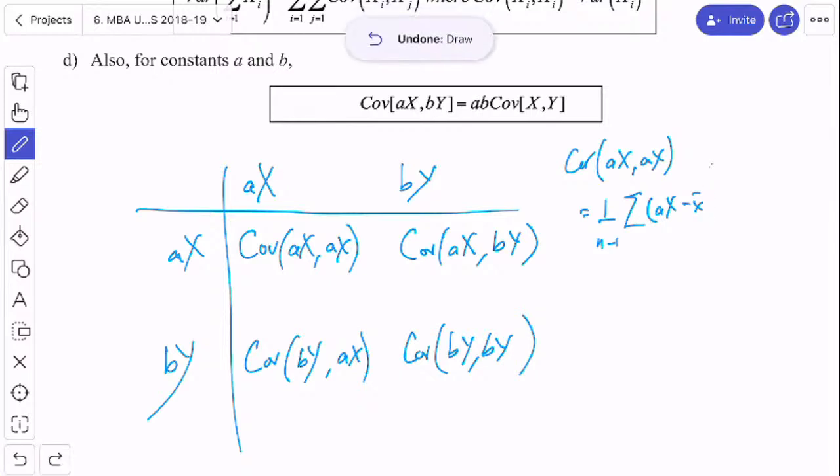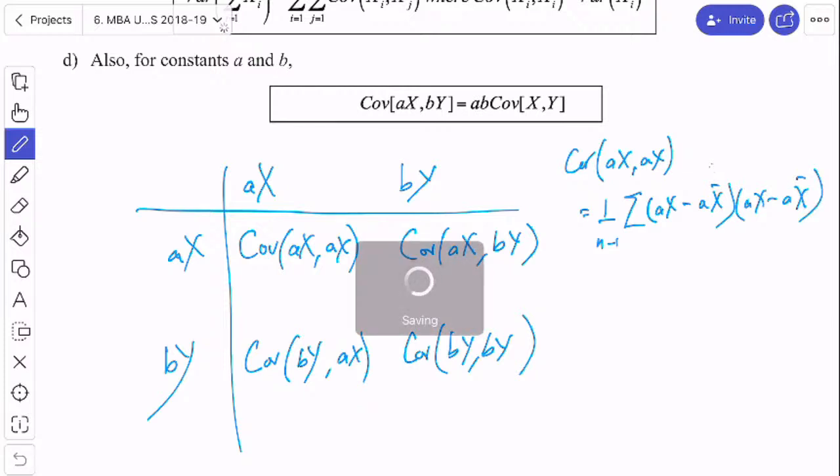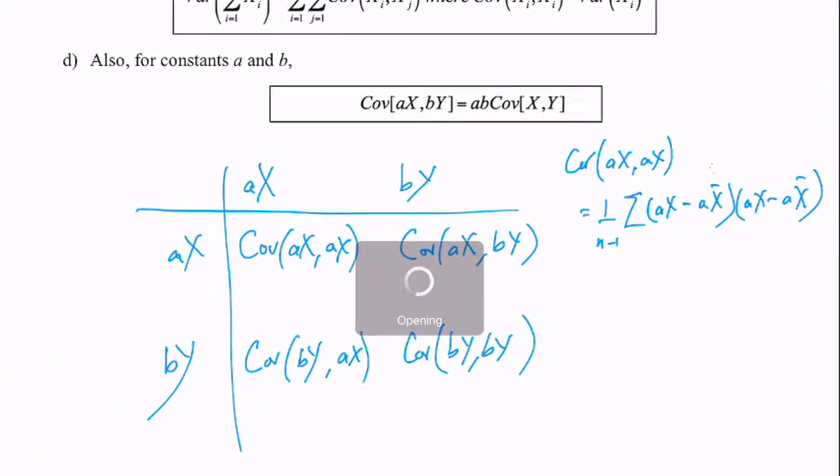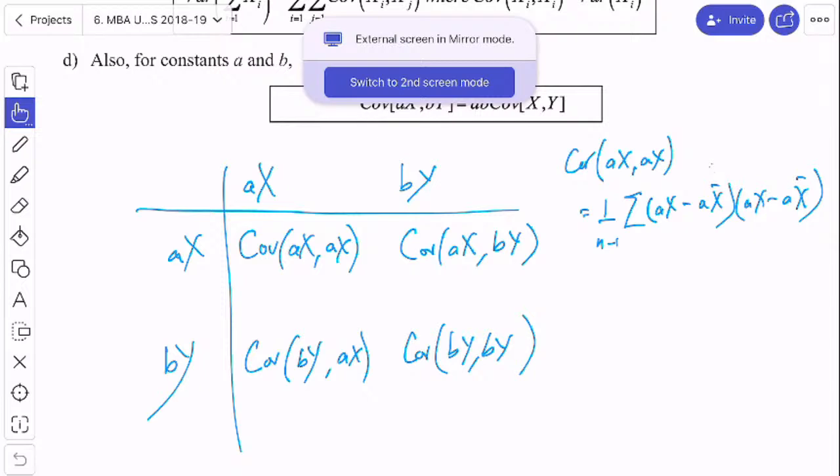Oops, that's not right. Because whatever I do to the values, I do to the mean, it would be AX, and then I square that. Sorry, no, that's variance. So I do that once, and then AX minus AX bar. So that's covariance. So this is covariance, and you have to look back at your formulas to remember that.